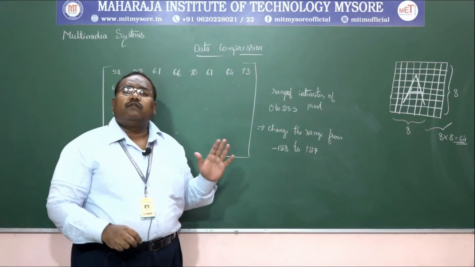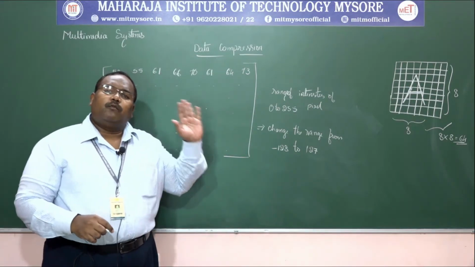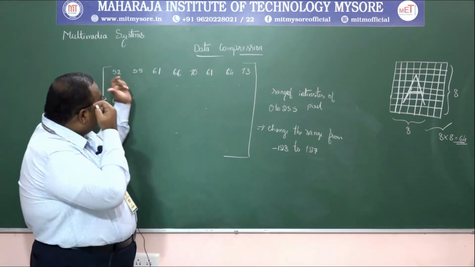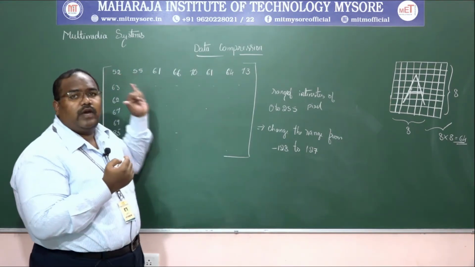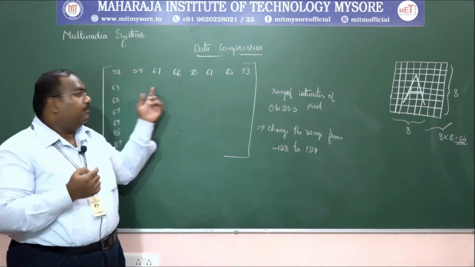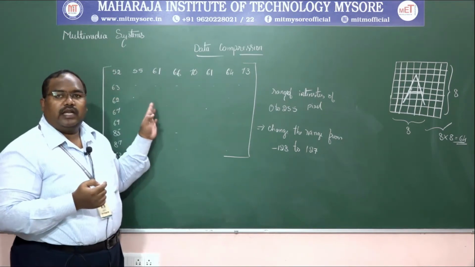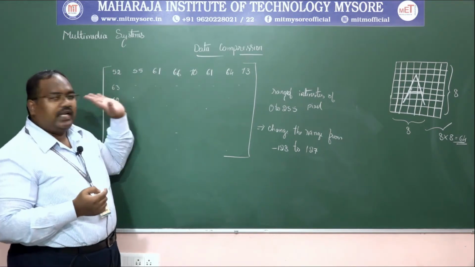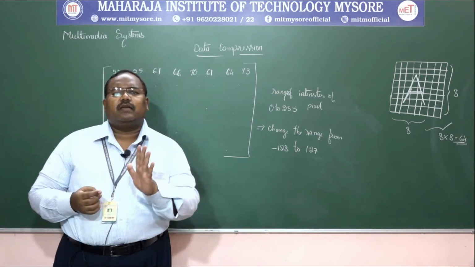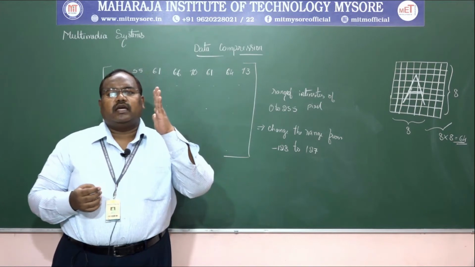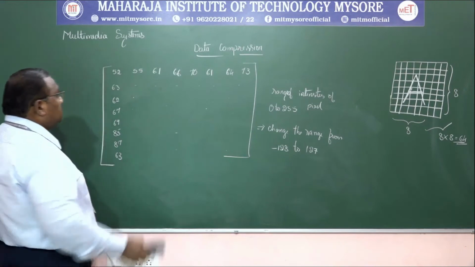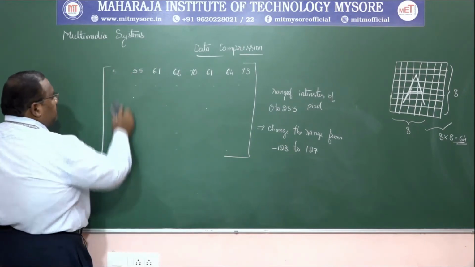So how to do this? We would be subtracting 128 from each pixel. Whatever the value is, we would be subtracting 128 from each value. Means 52 minus 128, 55 minus 128, 61 minus 128. Now what do we get? Most of the time we get negative values here. So how do we do it? We'll do it like this. I'll rub this and demonstrate with the same values.